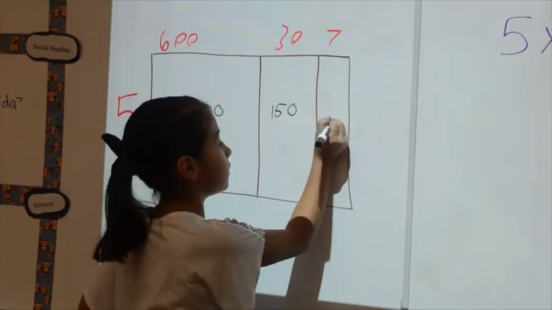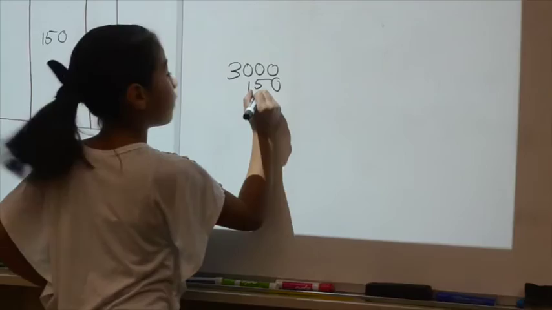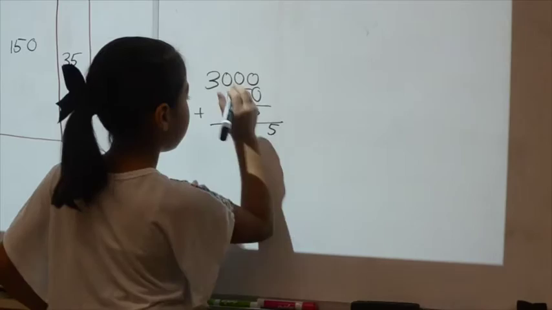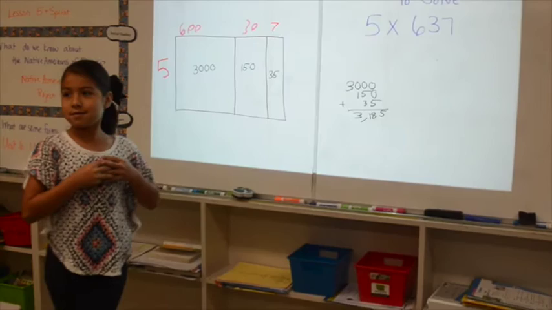Okay, then 5 times 3 is 15, add a 0. Good. And then we just multiply 5 times 7. 5 times 7 is 35. Good. And now what do you do to find your answer? You have to add all of these together. Add all your pieces. Go ahead, Ariana. 3,000 plus 150 plus 35. 5 plus 0 plus 0 is 5. 5 plus 3. 3,185. So 5 times 637 is? 3,185. Good job.